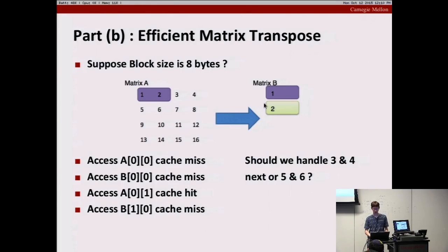And this is a different block of the cache than the 1 was in, because the 2 is not adjacent to the 1 in memory, because now this is the transposed matrix. Since the memory is stored by the rows, this isn't adjacent anymore. So now that's a different block. So what should we do next? The question is, should we load up 3 and 4, or should we load up 5 and 6? Does anyone have an idea as to which would be better?